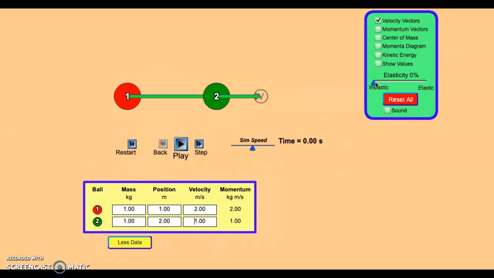Okay, now moving on to elastic collisions. Going 100% elastic, and we're going to go through the same process that we did with the other one. So we're going to start with two objects of the same mass. We're going to start with object 1 with a velocity of 1 meter per second, object 2 not moving at all. And let's go ahead and record what happens after this collision.